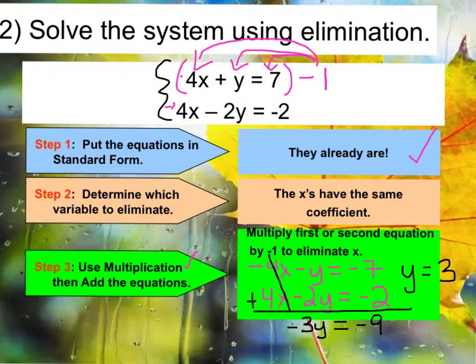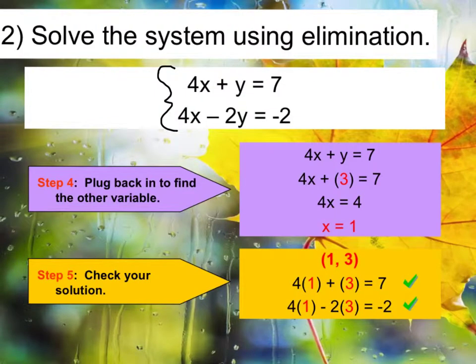If you had difficulty understanding steps 1, 2, and 3, pause the video, rewind it, and rewatch this slide. Just a reminder, steps 4 and 5 for solving a system using elimination are the exact same steps as for substitution. We found that y equaled 3, so we can use either the first equation or second equation to plug or substitute in 3 for y and solve for x.